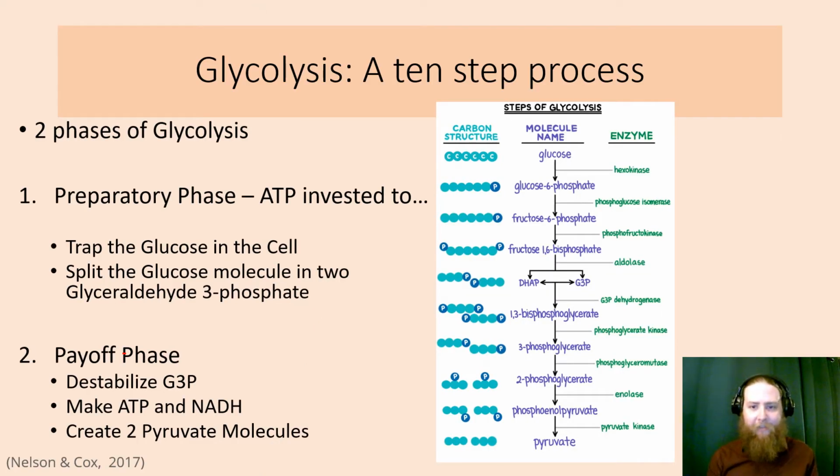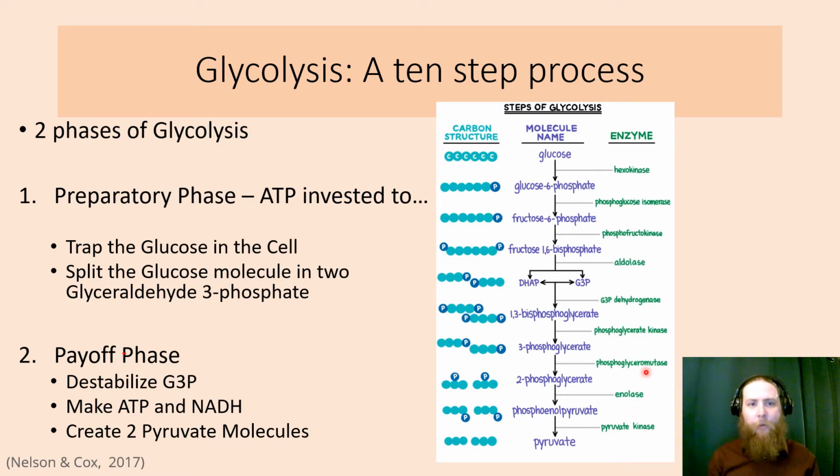So glycolysis is a 10-step process, and here you can see the entire process. The molecules that are utilized here are in purple, their carbon structure is here, and the enzyme used to catalyze these reactions is in green here. And we're going to talk about each of these in detail coming up.